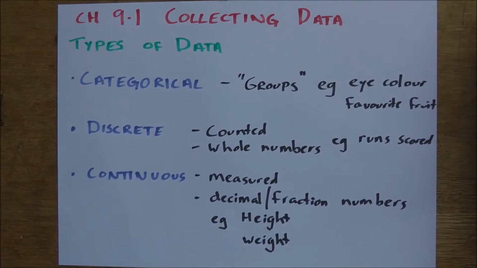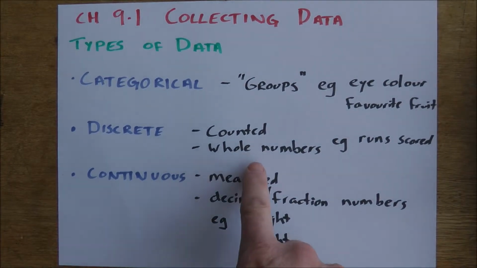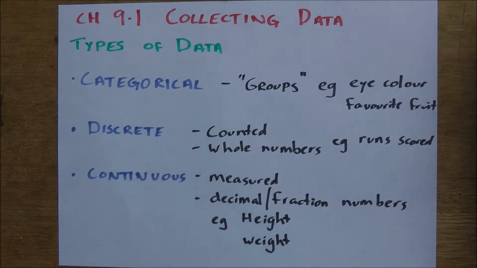Categorical data deals with groups. It's when we put things into groups or categories such as eye colour, favourite fruit. It goes into an actual category. The next two, discrete and continuous, deal with numbers. Discrete data we actually count, and it's typically a whole number. So for example, number of runs scored, number of points scored in a sports game, that type of thing.